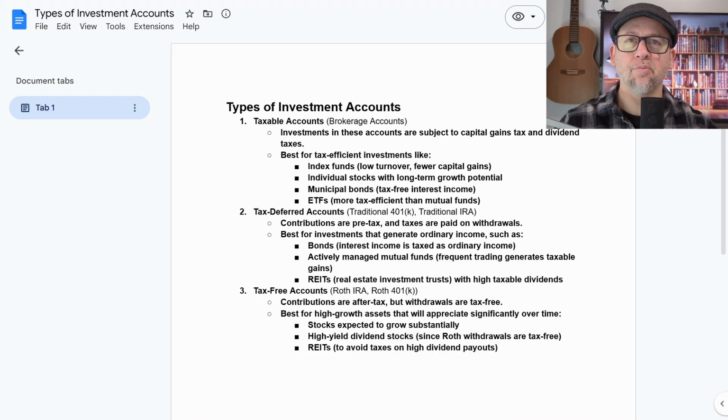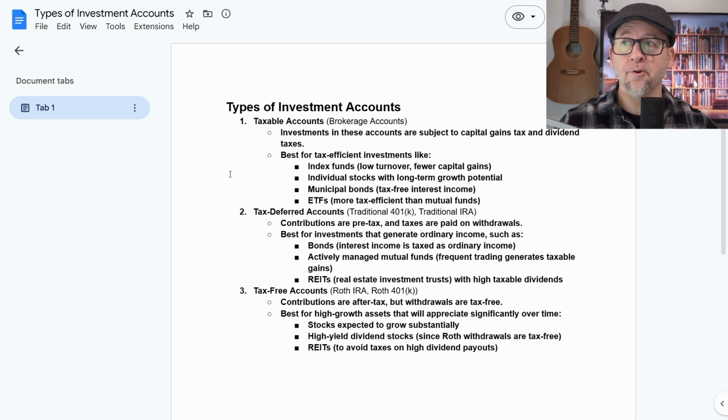Three common types of investment accounts. One is a taxable account called a brokerage account. This is your normal taxed account to where you get money from your employer or your business, and then you are already paid tax on that money, and then you have that money free and able to be deployed in any type of asset that you want. So investments in these accounts are subject to capital gains tax and dividend taxes.